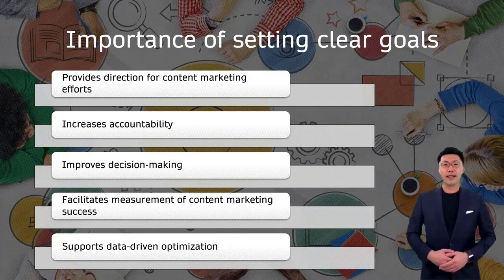Now, we'll be discussing the importance of setting clear and measurable goals in your content marketing efforts. First, having clear goals provides direction for your content marketing efforts. In addition, having clear goals increases accountability. Moreover, having clear goals improves decision-making. Furthermore, clear goals facilitate the measurement of content marketing success. Lastly, having clear goals supports data-driven optimization.